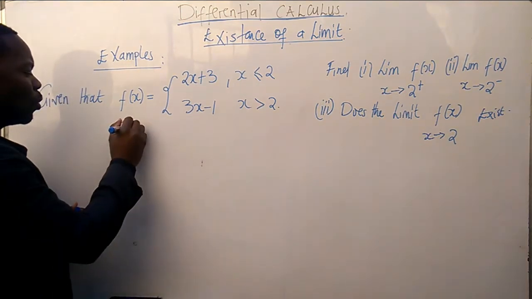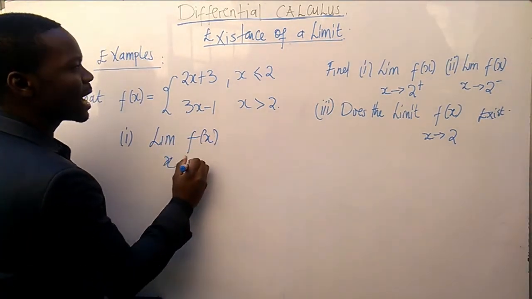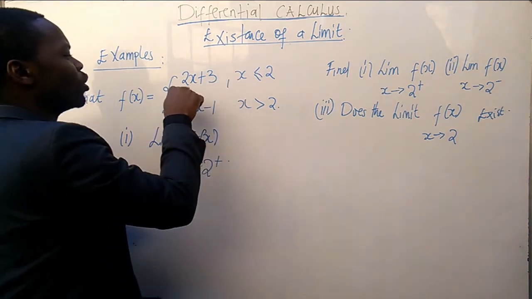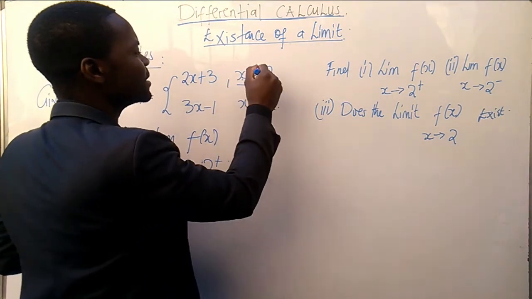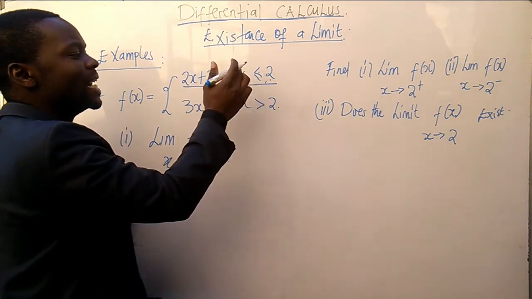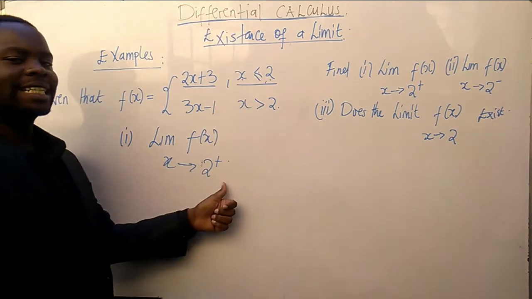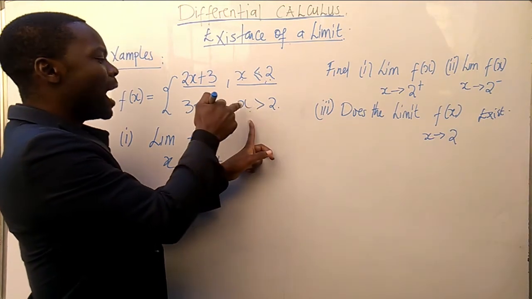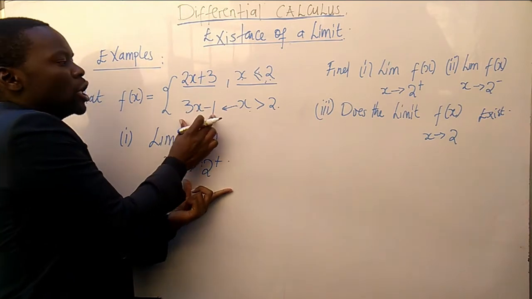Okay, so the first thing, we want to find the limit of f of x as x approaches 2 from the positive side. From the function we have here, we have 2x plus 3, with the condition x is less than or equal to 2. So this equation will accept the values of x which are less than or equal to 2, meaning that this is approaching from the negative side. And then this one is saying it should pick any value of x which is greater than 2. So the approach of this equation is from the right, which is the positive. So we are going to use this function, not this function here.